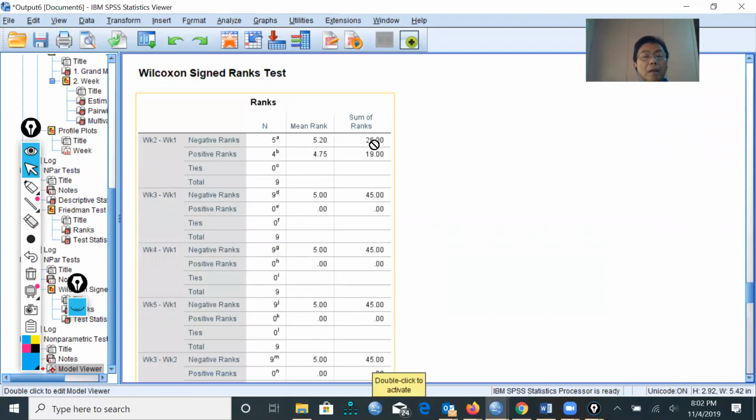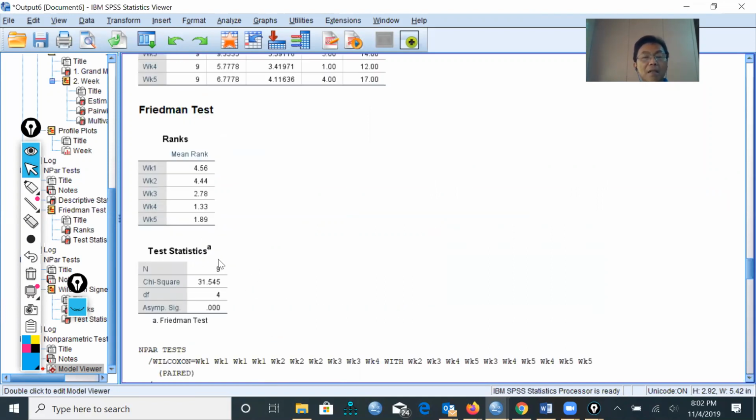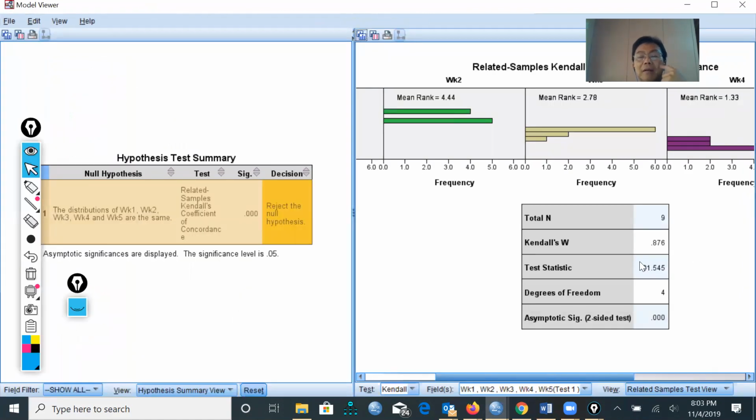Here, right here, when we did the Friedman's test, you saw that right here. Okay. So the chi-square of 31.545 or 31.55, you saw that there. All right. So we've seen this right here. So the Kendall's W is 0.876. This actually represents your effect size. Okay. This represents your effect size.